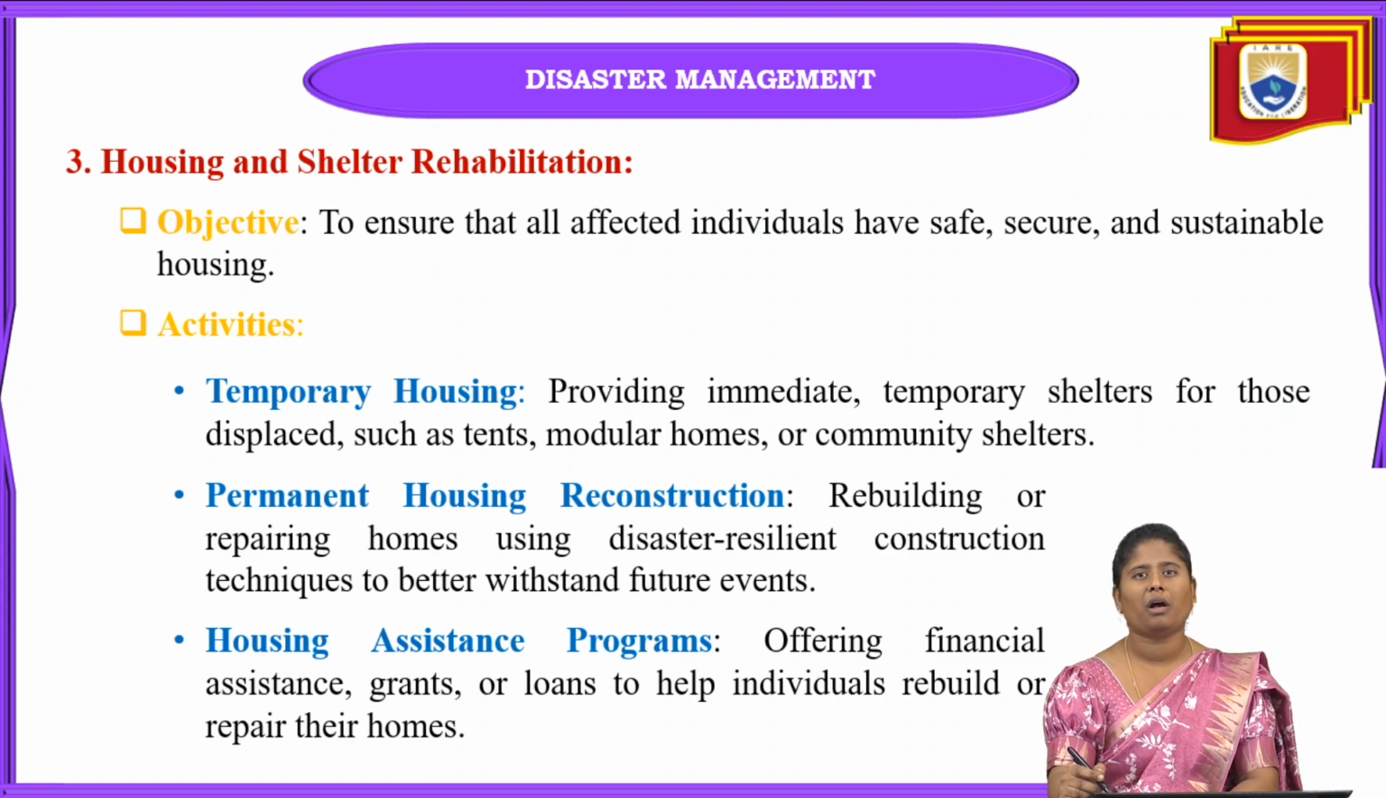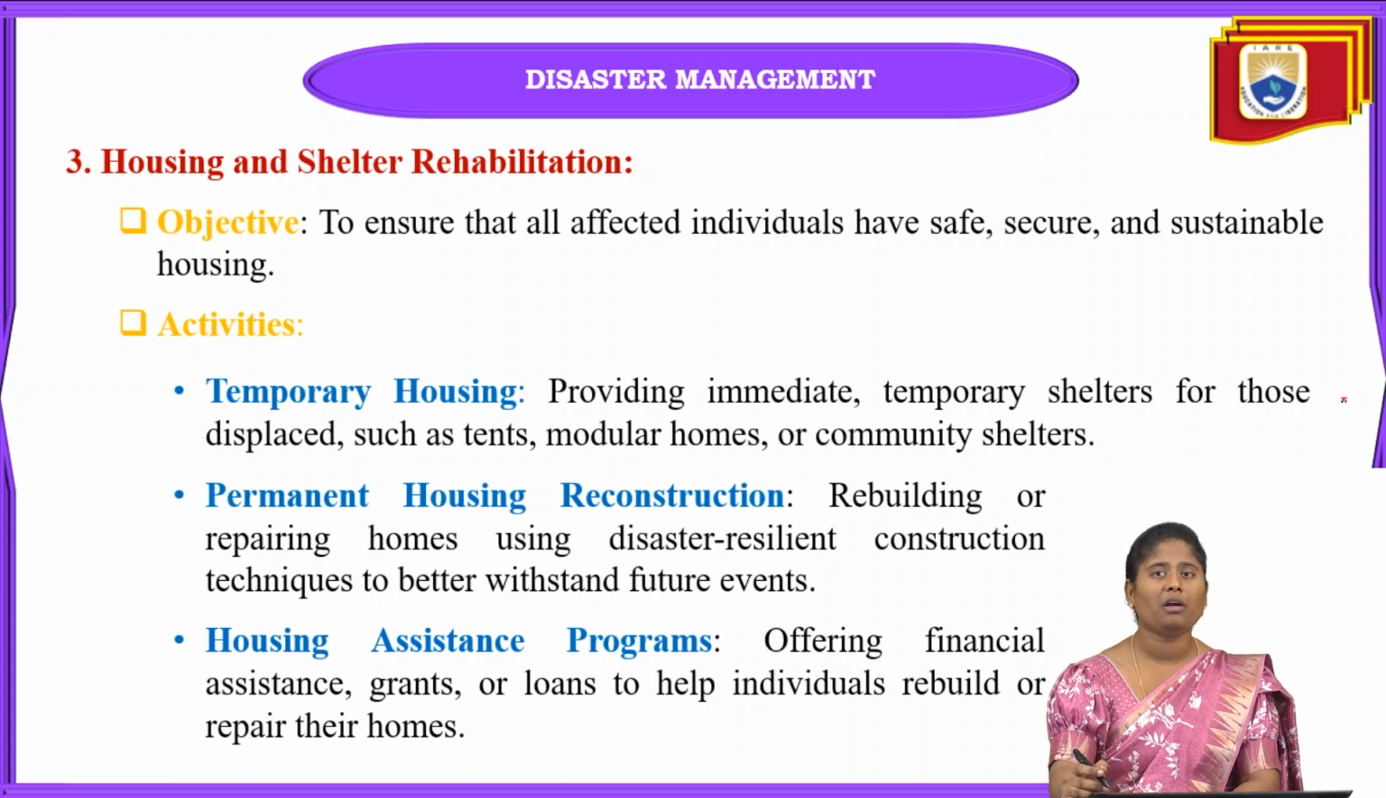Okay. And next one is housing and shelter rehabilitation. The main objective of this is that affected individuals get safe, secure and sustainable housing. Here the government has to ensure that all the affected people are safe enough and are getting the normal services like food, medical care, everything, and sustainable housing can be given to them. The main activity we can do in this is temporary housing. After the disaster, so many people lost their house. So temporary houses can be given to those people, like tents, modular houses or community shelters also.